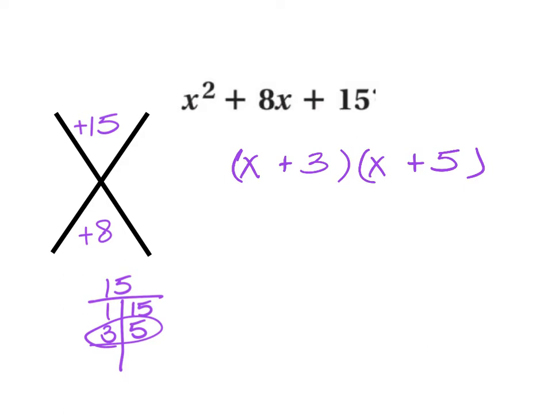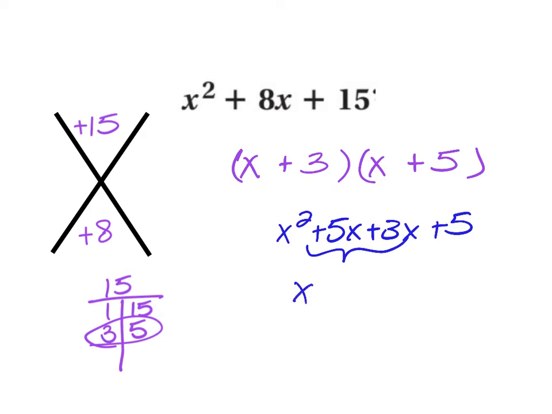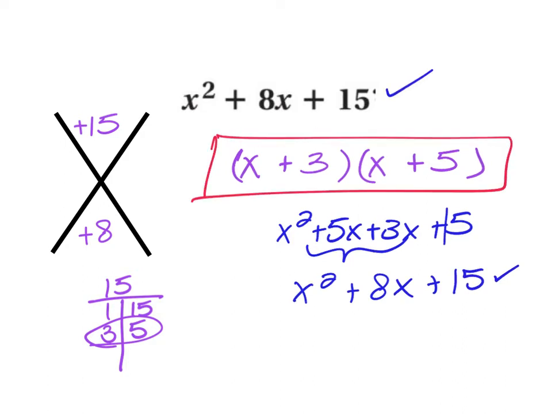All right, so x squared plus 5x plus 3x plus 15. Combining these two middle terms, so we have x squared plus 8x plus 15. It works out. So that means this here is our solution. Our factored trinomial becomes those two binomials.